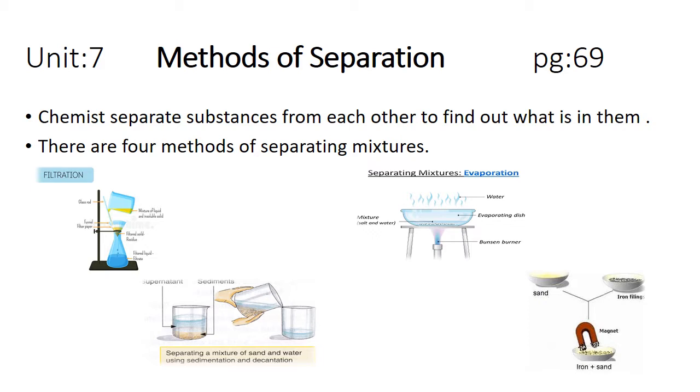There are four basic methods of separation. One is filtration, second one is sedimentation and decantation, third one is evaporation, and fourth one is magnetic method of separation. In this topic, we are going to study filtration in detail. I am going to explain how the process of filtration occurs and what apparatus is necessary for the process of filtration.